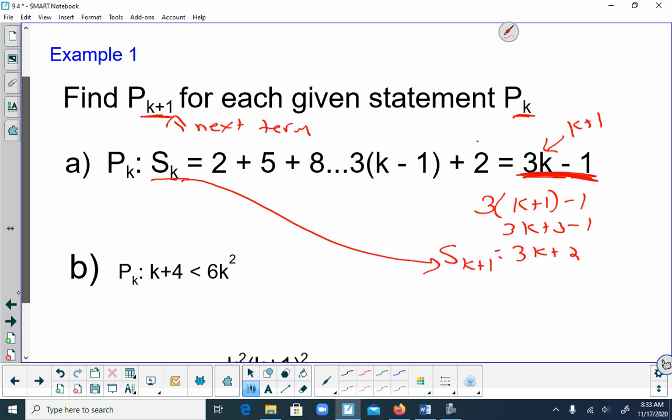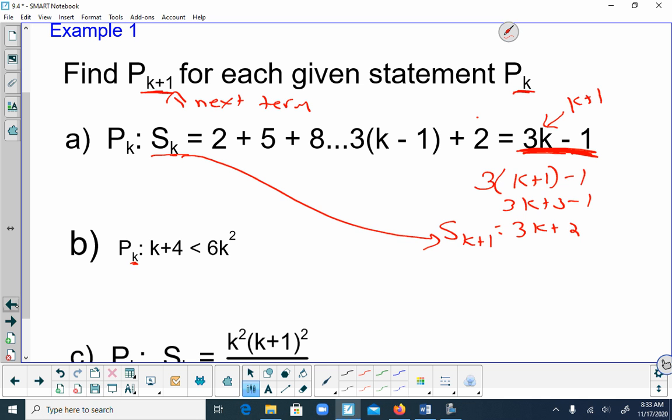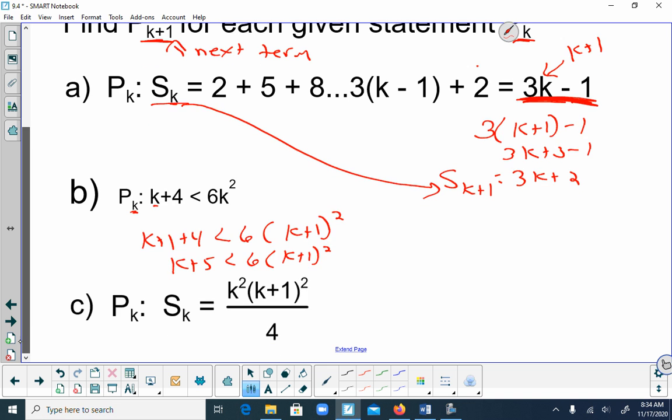And that's the next one. On part B, any place I see the k, I'm going to replace it with k plus 1 and simplify where I can reasonably simplify. So this will be k plus 1, and then here's that plus 4, less than 6, and then in parentheses, k plus 1 squared. This simplifies to k plus 5, and then I'm going to just leave this as k plus 1 squared. I might eventually want to FOIL that out, but not right now.